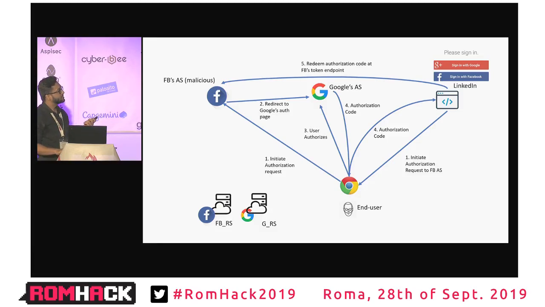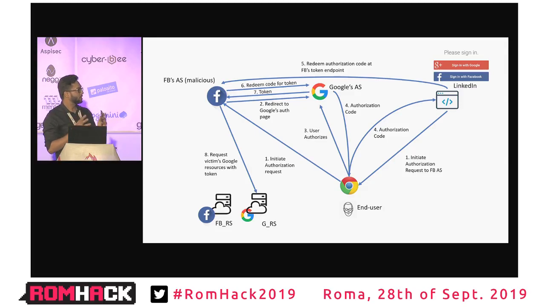And when Facebook receives this auth code, it's going to redeem the code at Google's auth server's endpoint and get back the access token. Now the token is basically for Google's resources, so Facebook goes ahead and accesses Google's resources on behalf of the end user. So that's why it's called the mix-up attack, because we are mixing up two different auth servers and getting access to resources of different auth servers.